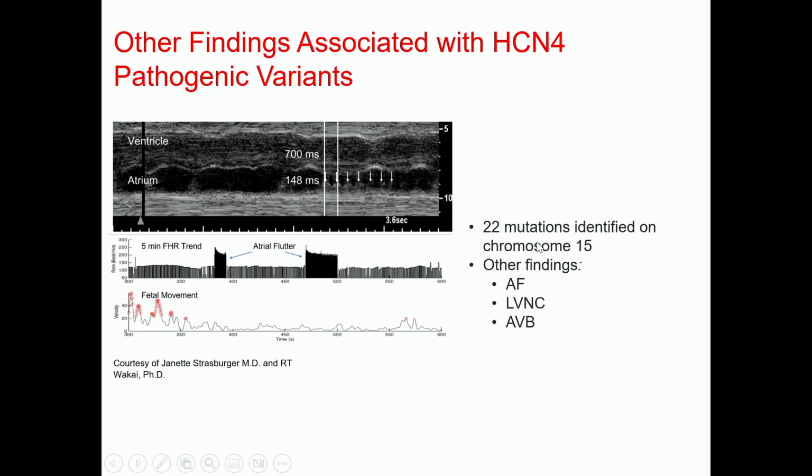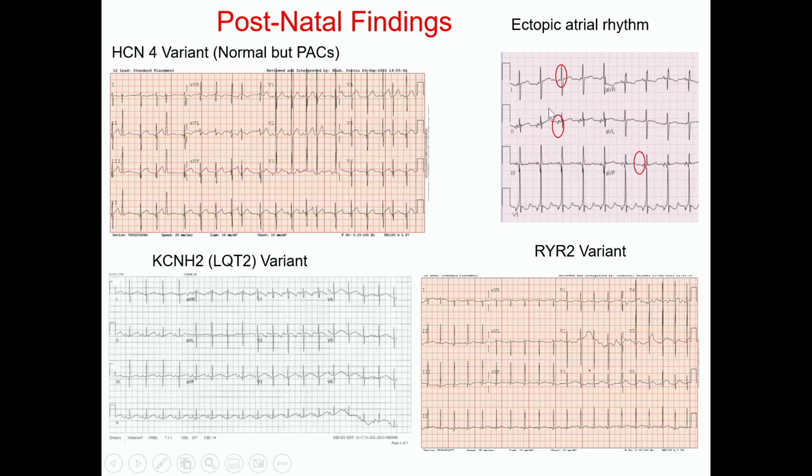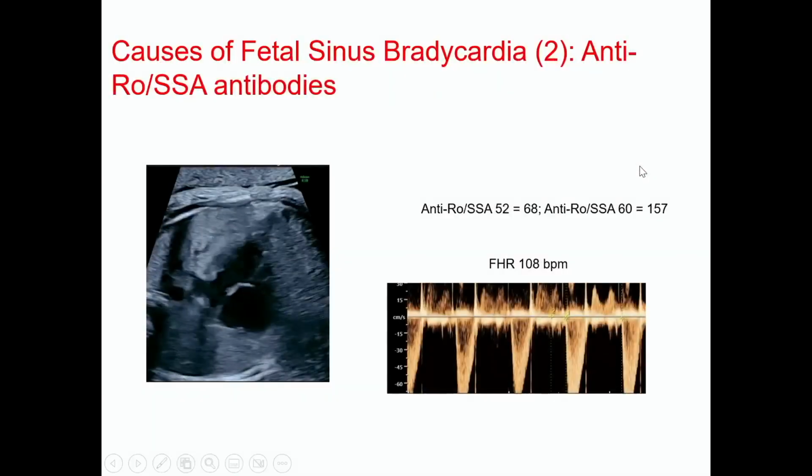There are 22 mutations identified on chromosome 15 in the HCN4 mutations, and the other findings include atrial flutter and atrial fibrillation, left ventricular non-compaction, and AV block. These are the postnatal findings, which I'll skip over.